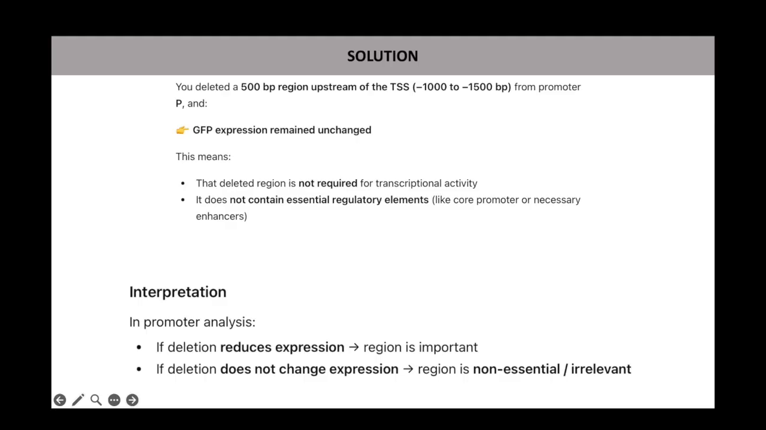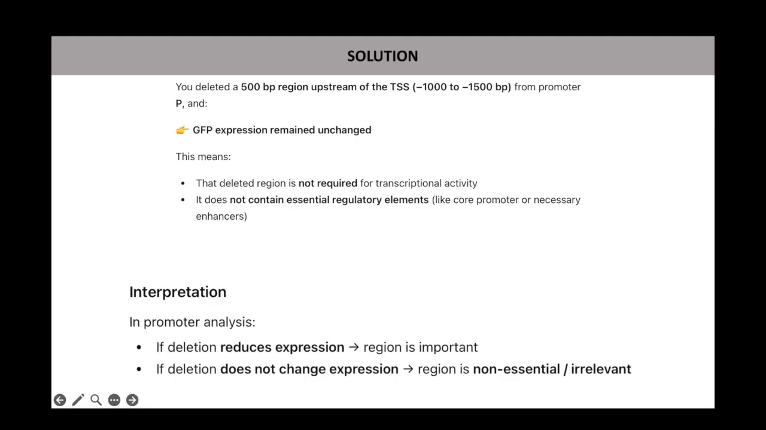Now let's understand the inference if the GFP expression under both promoters is basically the same. If 500 base pair upstream of the TSS from any promoter is removed, and despite that the GFP expression remains the same, it means that that particular region of the promoter is not essential for the transcription activity. Secondly, it does not contain any essential regulatory elements like core promoter elements or necessary enhancers, and that is why it is not affecting the transcription of the downstream gene, which is GFP.